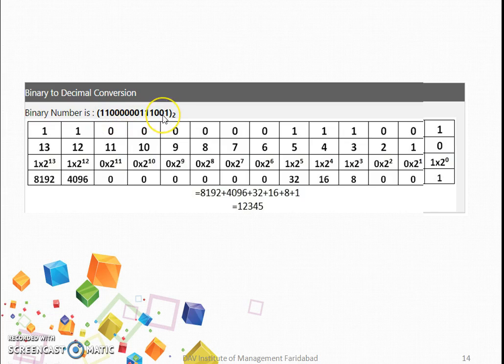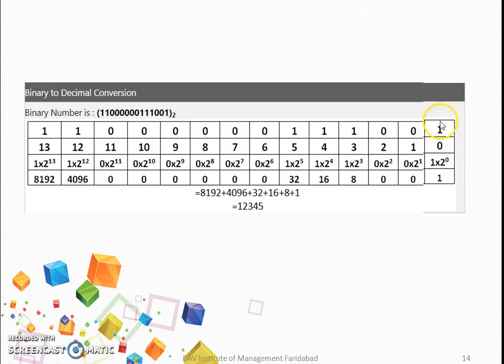This is a binary number which we are given, and you have to convert this binary number into decimal. So first of all, you are going to write it in this manner, and below this you are going to write starting from 0: 0, 1, 2, 3, 4, 5, 6, 7, 8, 9, 10, 11, 12, 13. Now I'll tell you how this is written.